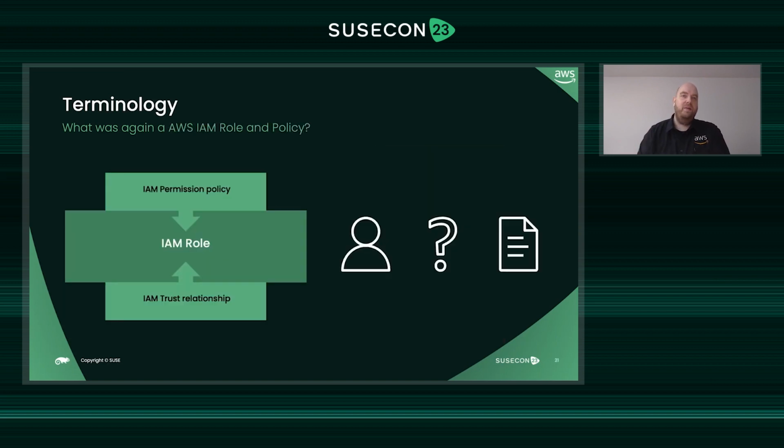An AWS IAM role can be used by users or services to get access to resources. And such a role has permission policies attached, and they define what can be done with a specific service, so what I'm allowed to do. And then there is a trust relationship attached to an IAM role. This defines who can assume this IAM role and perform the actions from the permission policy.